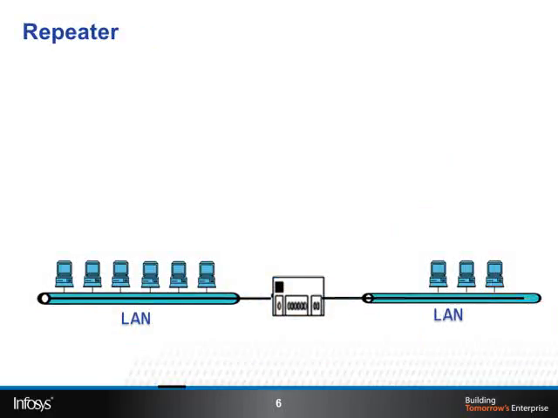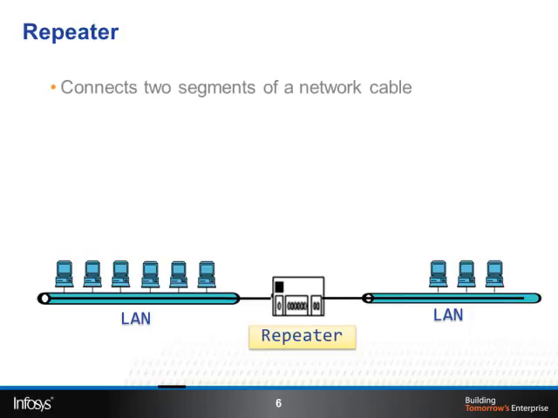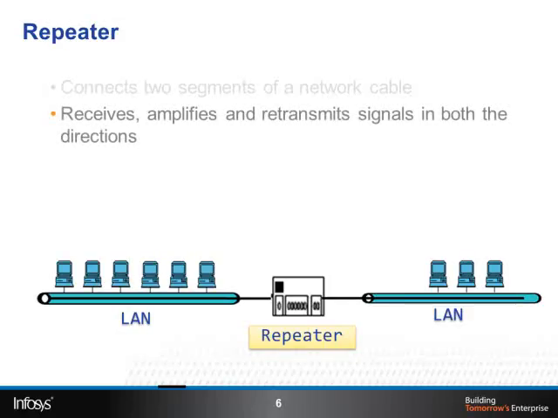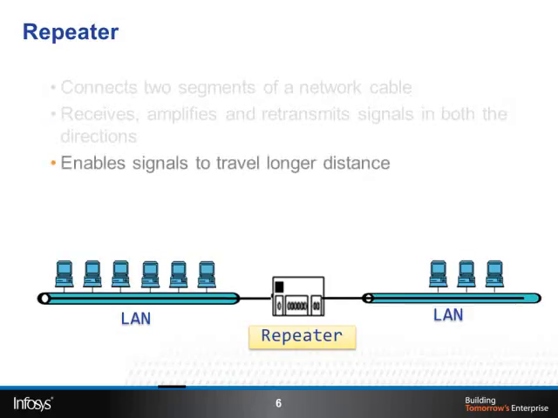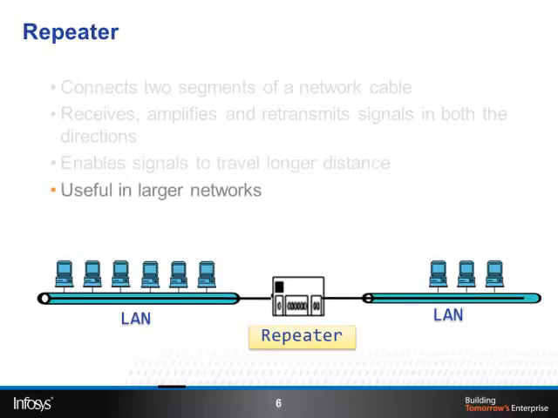First, let us look at the concept of repeaters in a network. A repeater connects two segments of a network cable. A repeater amplifies signals. This enables signals to travel longer distance without suffering from the effects of attenuation. Repeaters are useful in large networks where multiple cables can be connected together.